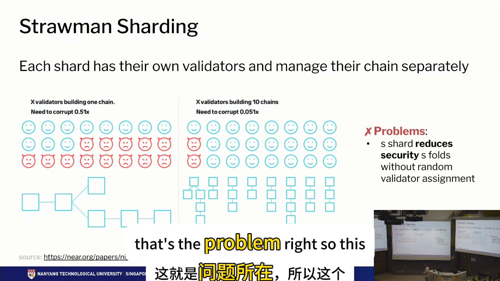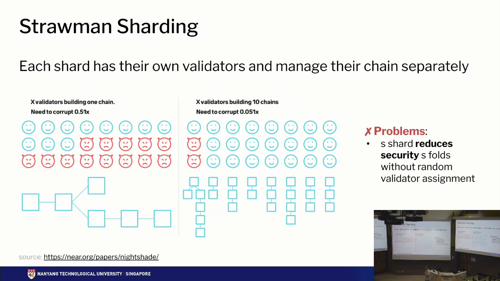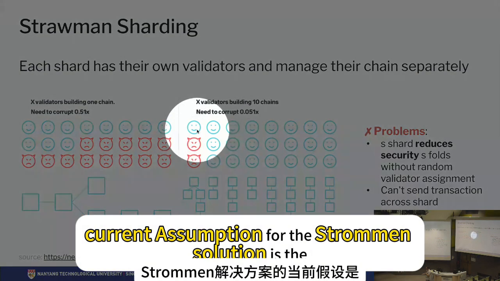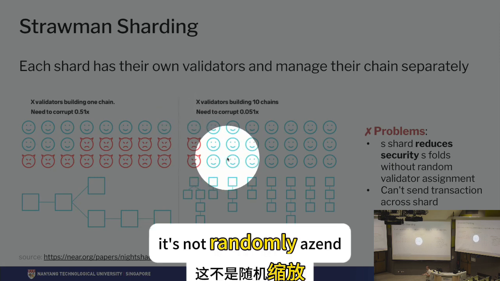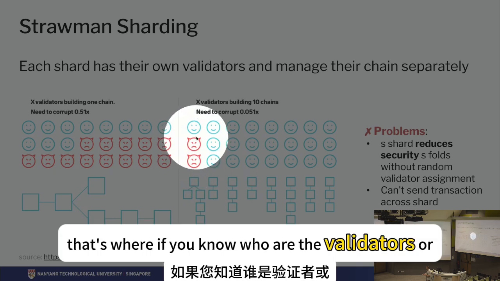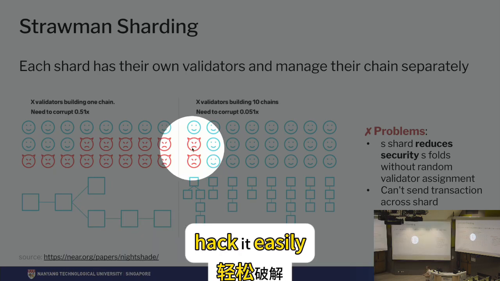So that's the problem, right? This heavily reduces the security of the shard chain. And basically, the current assumption for the strawman solution is that the validators are pre-assigned. It's not randomly assigned. That's why, if you know who the validators are, or where I can be a validator in which shard blockchain, I can hack it easily.